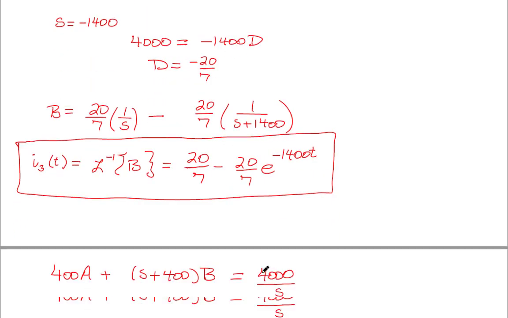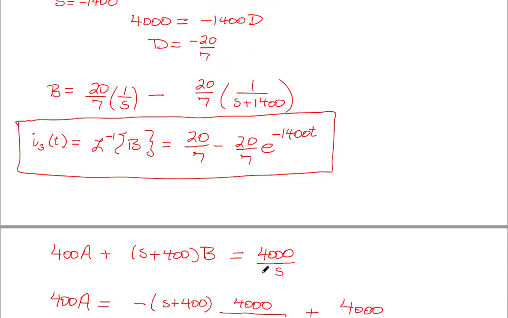All right, so looking at that, I've got 20 over 7 times 1 over s. The inverse Laplace transform of 1 over s is 1, so I get this constant piece. This part is e to the minus 1400t, and this is current 3. So current 3, notice, has a transient part. This part is decaying to 0 quickly because of this e to the minus 1400t. So I'm getting a constant current after a short time for I3.